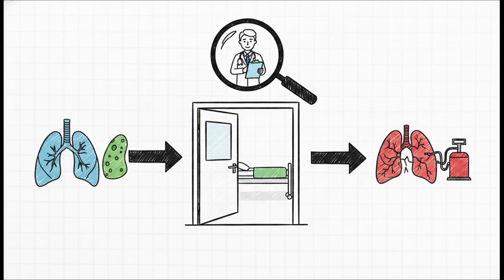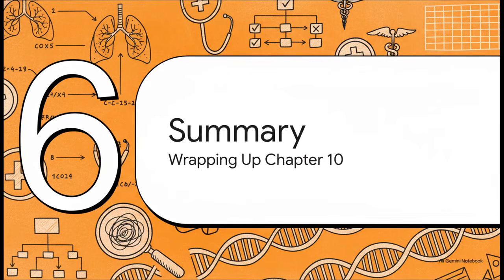You have to query the provider or meticulously review the admission H&P to determine the primary catalyst for the admission. Was the patient admitted primarily to manage the severe asthma attack, to treat the advancing pneumonia, or to mechanically support the respiratory failure? The clinical circumstances of admission completely dictate the sequence. Summary and next steps, wrapping up Chapter 10.